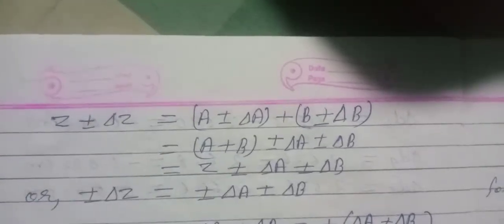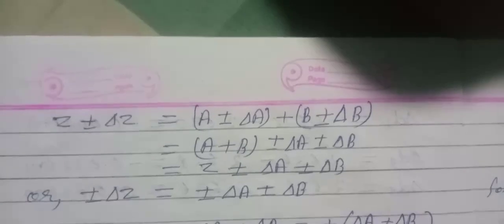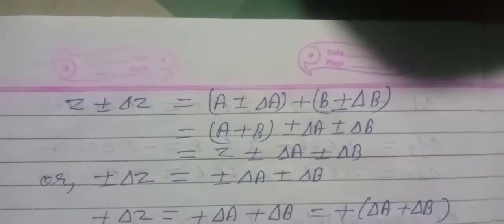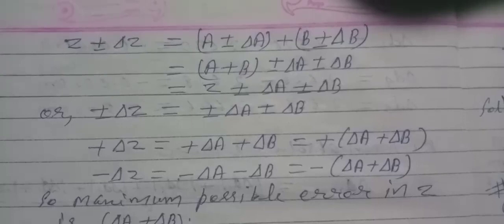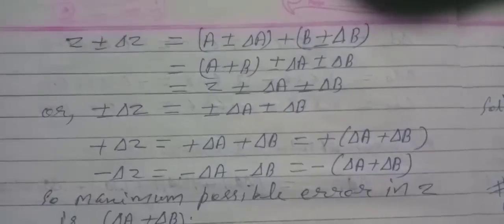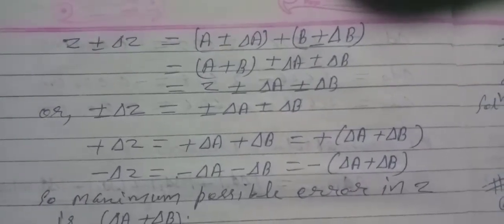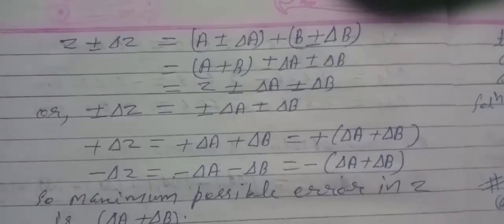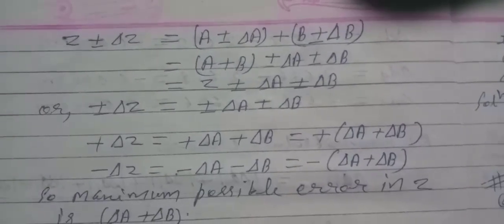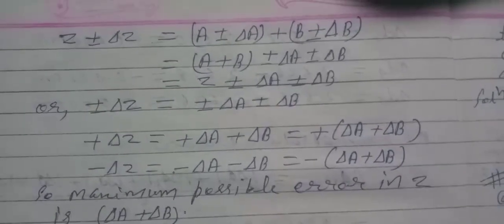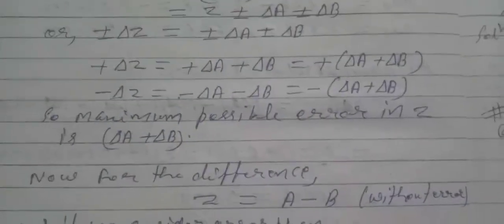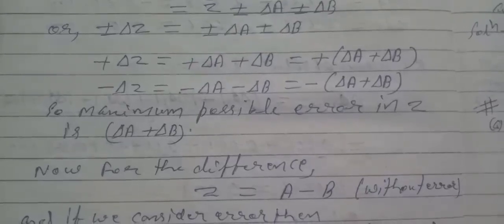equals A plus B plus minus ΔA plus minus ΔB, and Z plus minus ΔZ equals Z plus minus ΔA plus minus ΔB, and plus minus ΔZ equals plus minus ΔA plus minus ΔB. So plus ΔZ equals plus (ΔA plus ΔB), and minus ΔZ equals minus of ΔA minus of ΔB equals minus of (ΔA plus ΔB). So the maximum possible error in Z is ΔA plus ΔB.